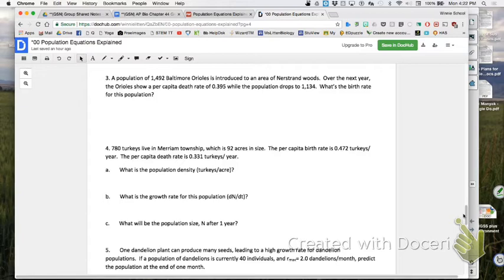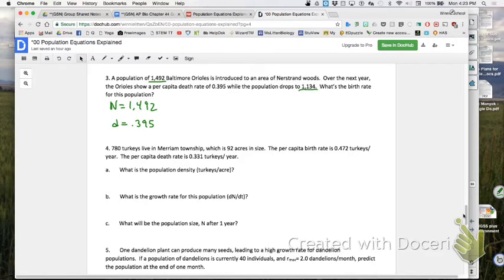A population of 1,492 Baltimore Orioles. So right away I'd write N equals 1,492. Is introduced into an area of the Nerstrand Woods. Over the next year, the Orioles show a per capita death rate of 0.395. So I know D is equal to 0.395. And while the population drops to 1,134. So this is the population the second year.